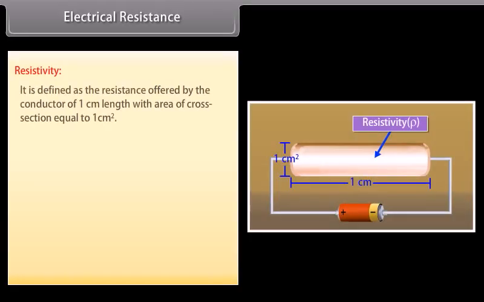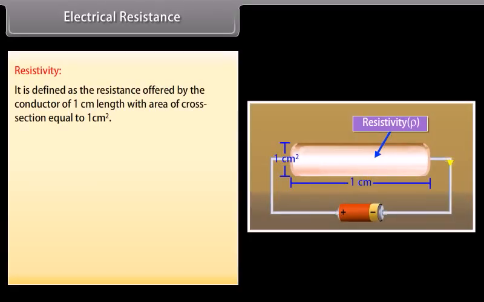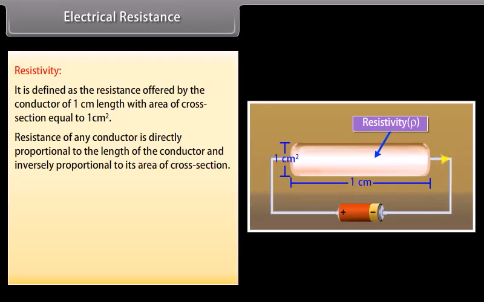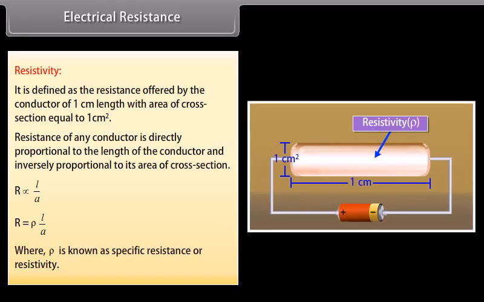Resistivity. It is defined as the resistance offered by the conductor of 1 cm length with area of cross-section equal to 1 cm square. Resistance of any conductor is directly proportional to the length of the conductor and inversely proportional to its area of cross-section. R is equal to rho L upon A, where rho is known as specific resistance or resistivity.